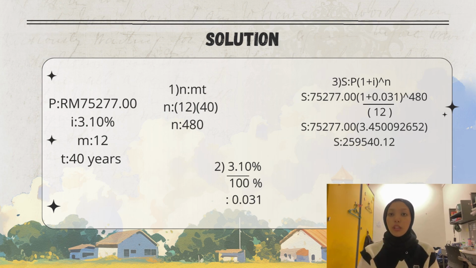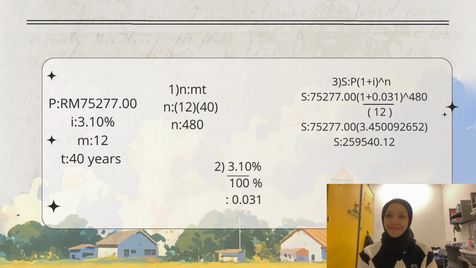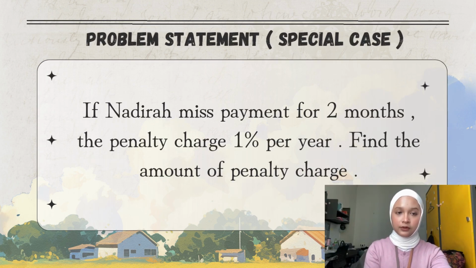Number 3, we know that the formula is S equals P(1 plus i) to the power of n. So S equals 75,277 times (1 plus 0.031 over 12) to the power of 480. So S equals 75,277 times 3.450092652. And the final answer is S equals 259,540.12.